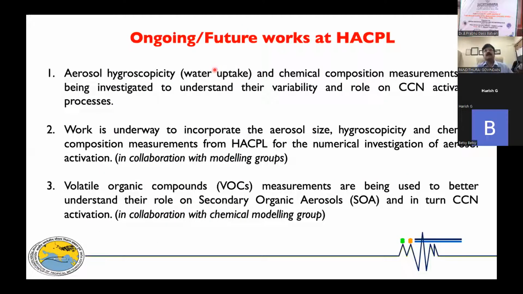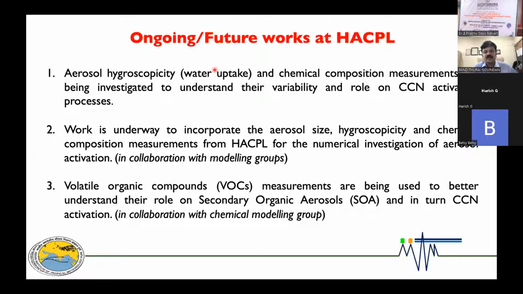So these are the ongoing future works at HSCPL. We are currently working to understand how chemical composition and hygroscopicity can modify the CCN activation processes.